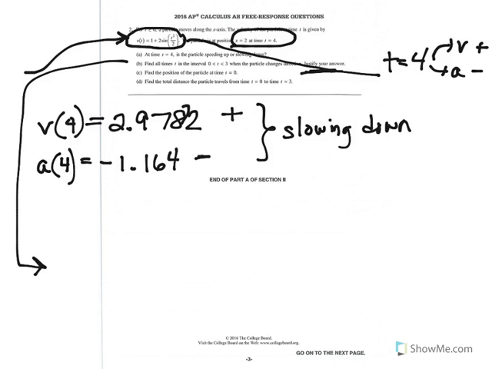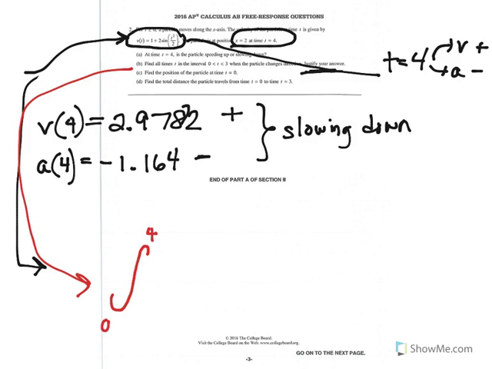So to find the position, which is in part C, position is going to be displacement. I need to know where I started and how far I walked. Well, knowing how far I went is pretty straightforward. I'm going to integrate from 0 to 4 the function v of t, and that is going to be equal to negative 5.81527. Just putting the function into the calculator.